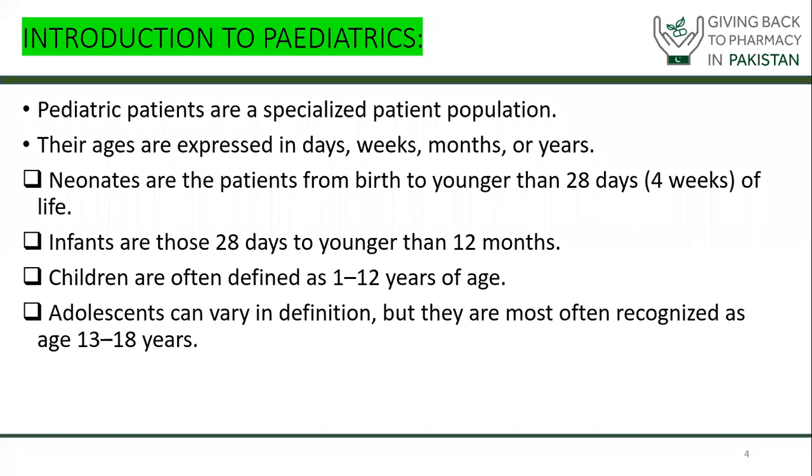So basically, pediatric patients are divided according to their age and weight. With respect to age, neonates are the patients from birth to younger than 28 days. Means when the patient is born to 28 days of life, the baby is a neonate. And then infants are those babies with 1 month to 12 months of life, means less than 1 year. And then children are defined as the pediatric population from 1 to 12 years of age. And then under 18 years, they come under adolescents. So this is how the pediatric population is divided according to age.